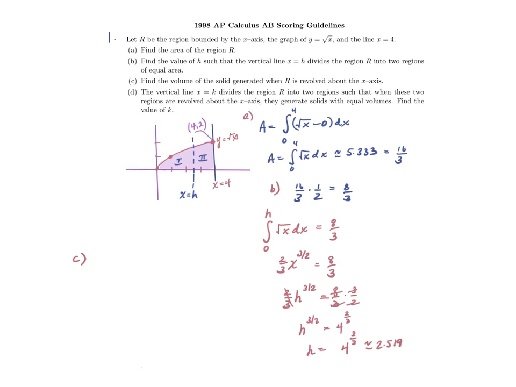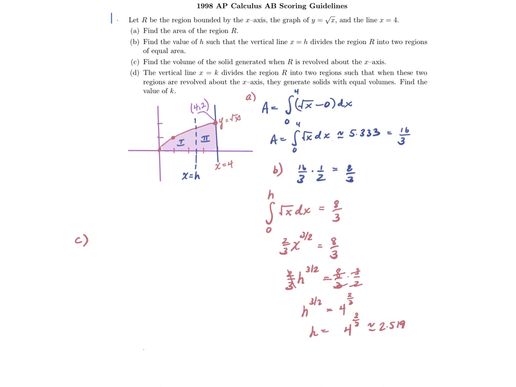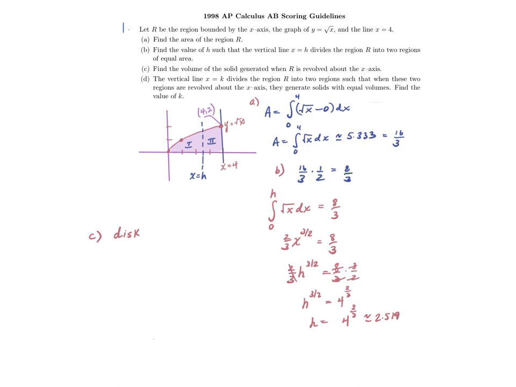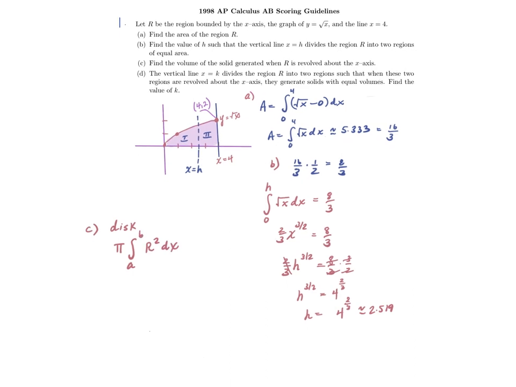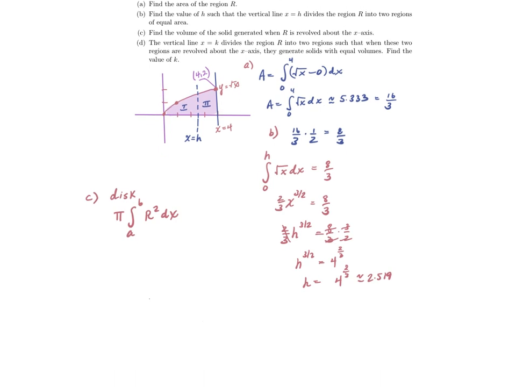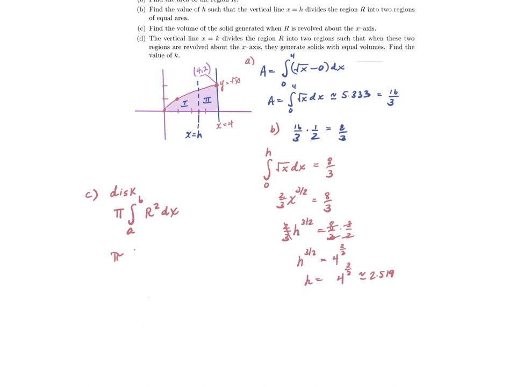Find the volume revolved around the x-axis. Okay, so this is going to be a disk, because there is no space between the area here and what we're revolving it around. So it's just going to be pi, integral from a to b, of r squared dx. So it's going to be pi, and again, we're going to go from 0 to 4, of root x minus 0, squared, dx.